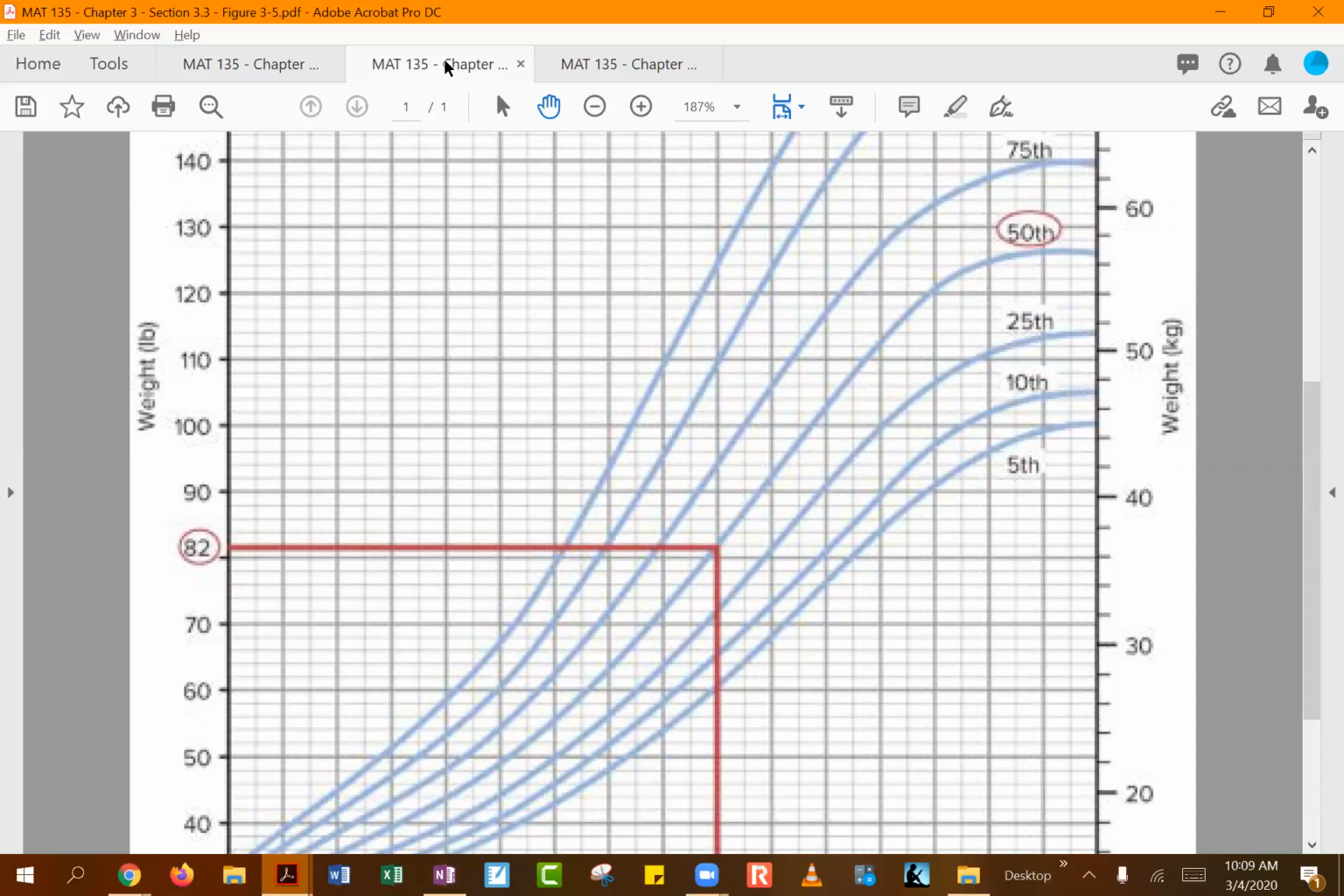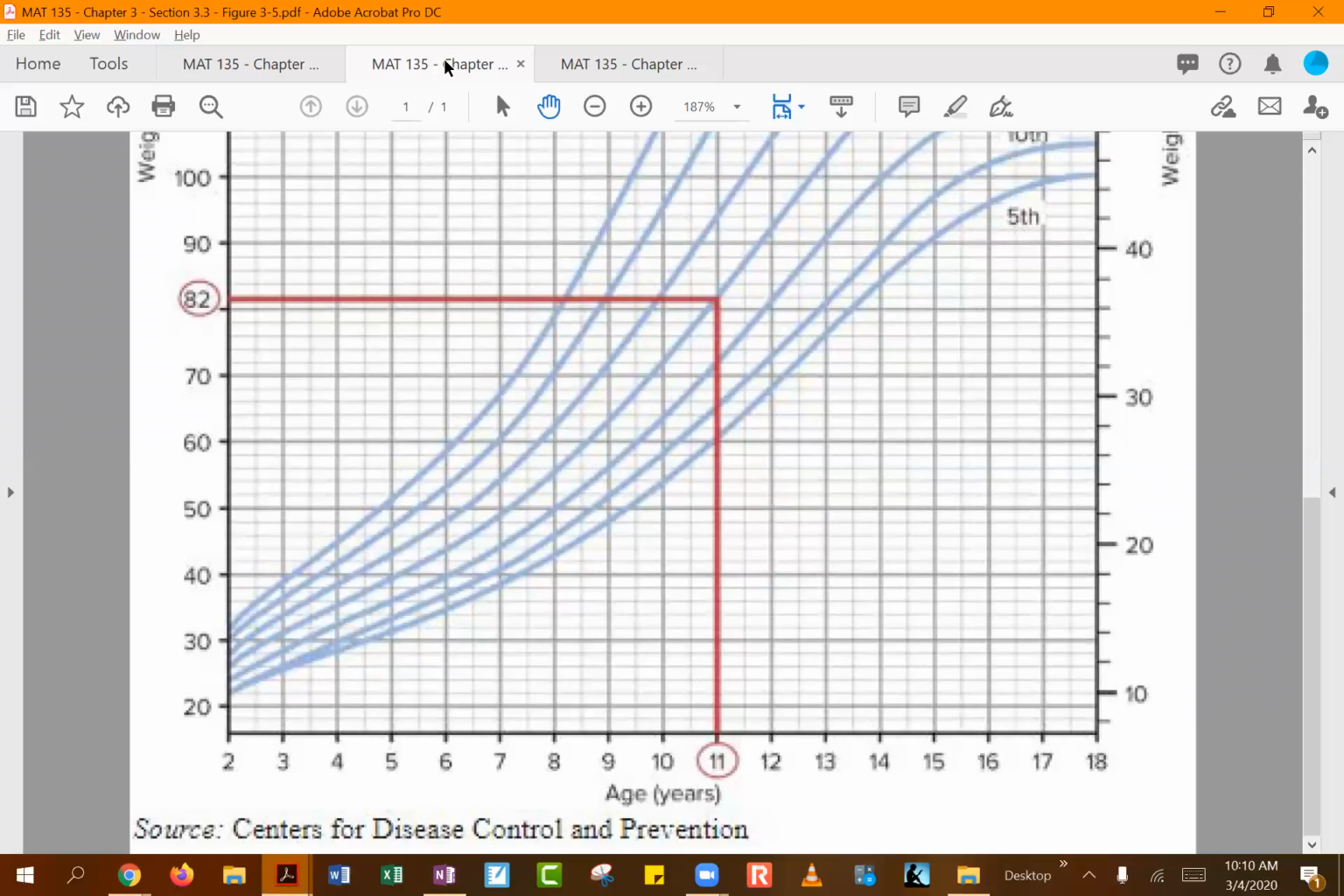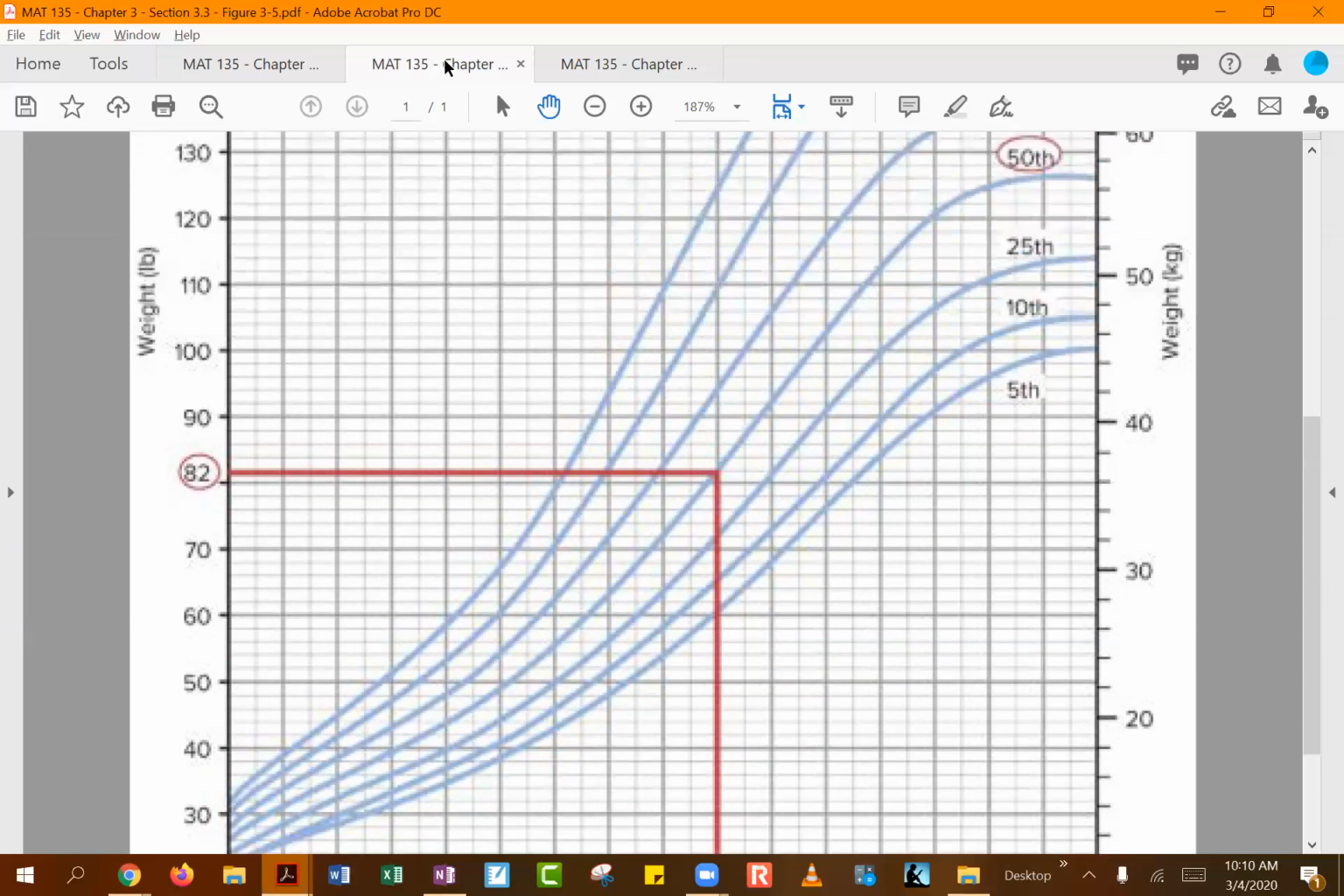you would have to go along and see where you hit that line, and then you would have to go down, right? Because the idea is you need to make this little connection between the age and the weight. So the example they're showing us is that if you are looking at an 11-year-old girl, she should be approximately 82 pounds, which will come out to be, looks like 36, maybe 37 kilograms on the other side, right?